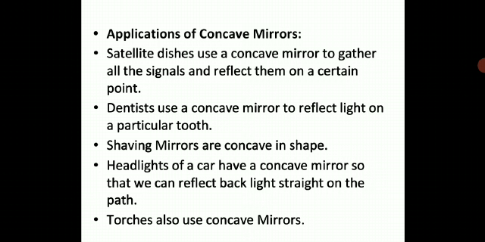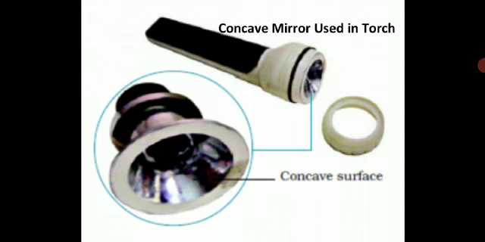Dentists use a concave mirror to reflect light on a particular tooth. Shaving mirrors are concave in shape. Headlights of a car have a concave mirror so that we can reflect light straight on the path. Torches also use a concave mirror. So these are the wide applications of concave mirrors. You should know, children. Here you can see a concave mirror used in a torch. Can you see the concave mirror used in the torch?